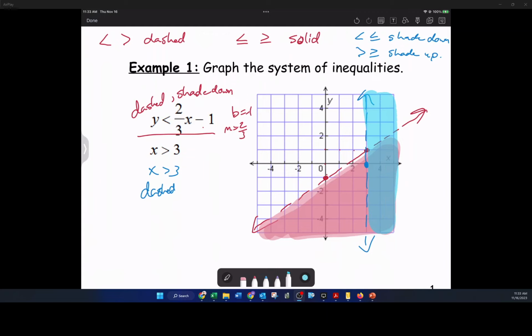The question is, where does the shading overlap? Right here. That is what we're looking for, is where the shading overlaps. That's what we're doing. Just this.